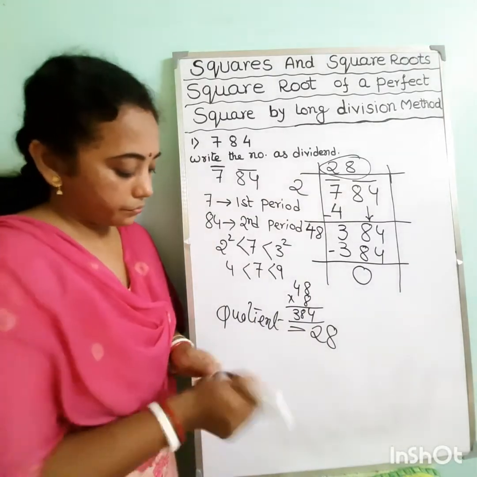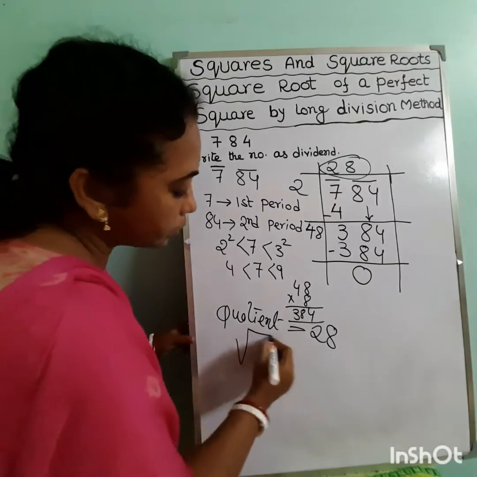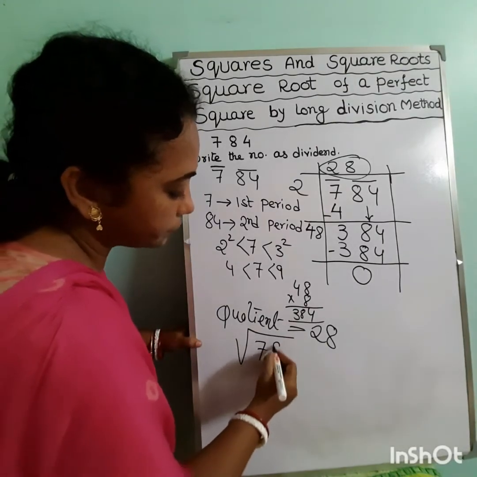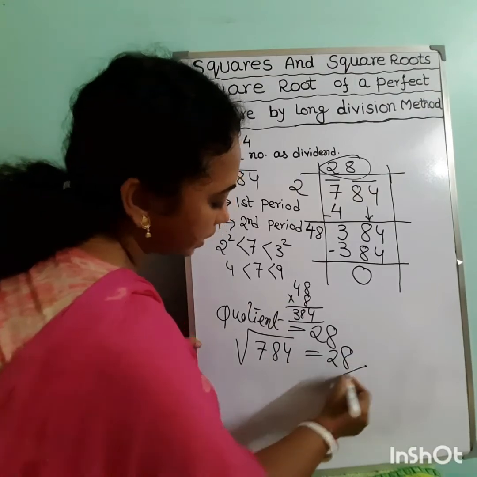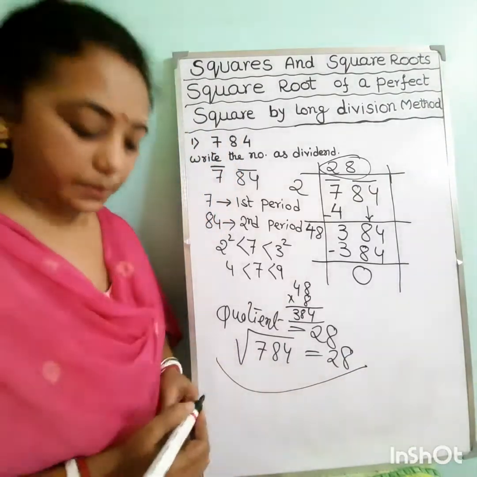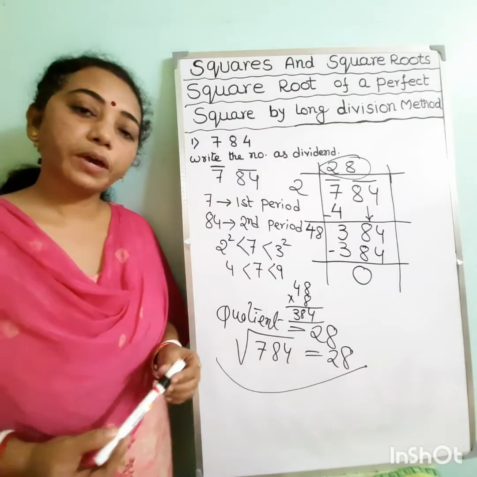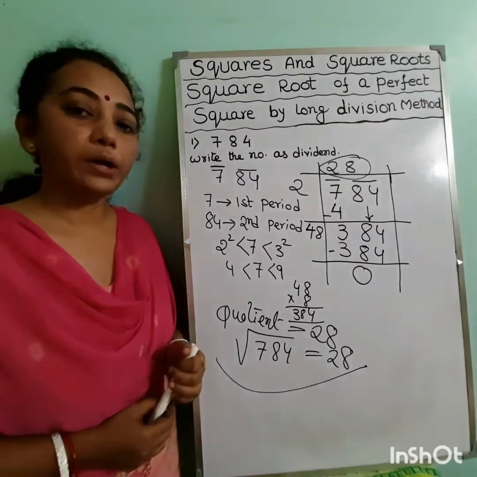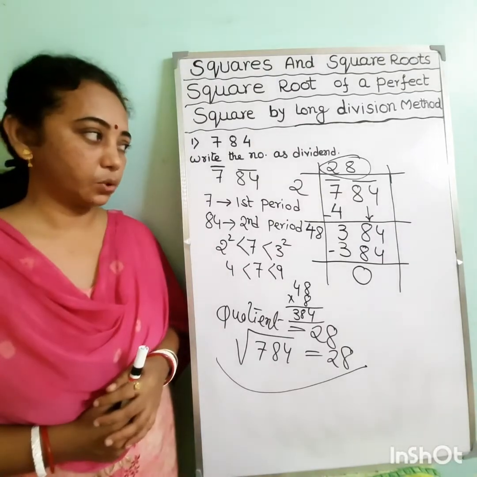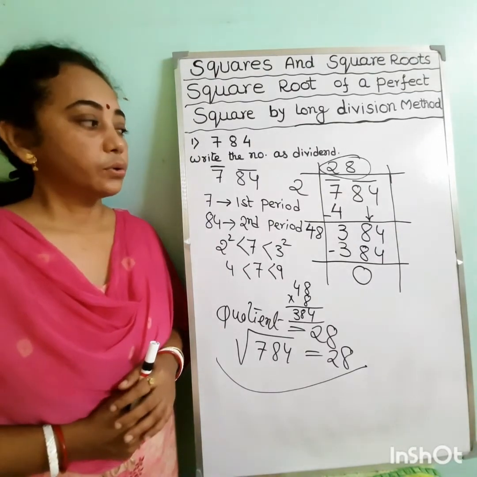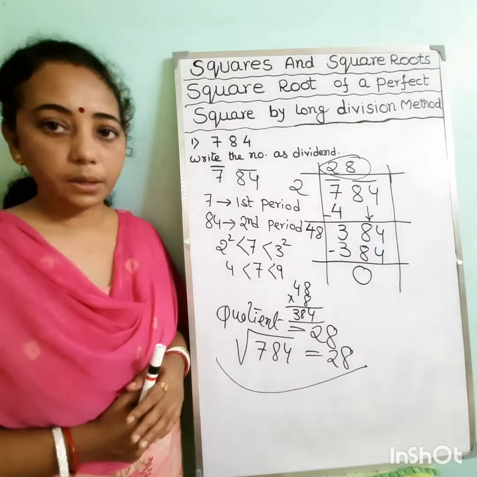Now we write the square root of the given number: the square root of 784 is equal to 28. In this way we can easily find the square root of a perfect square by using the long division method. Next we will discuss some more questions.